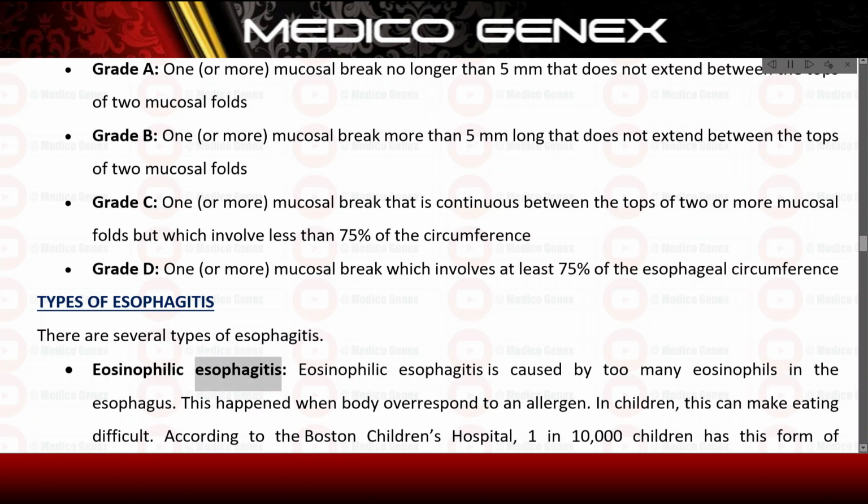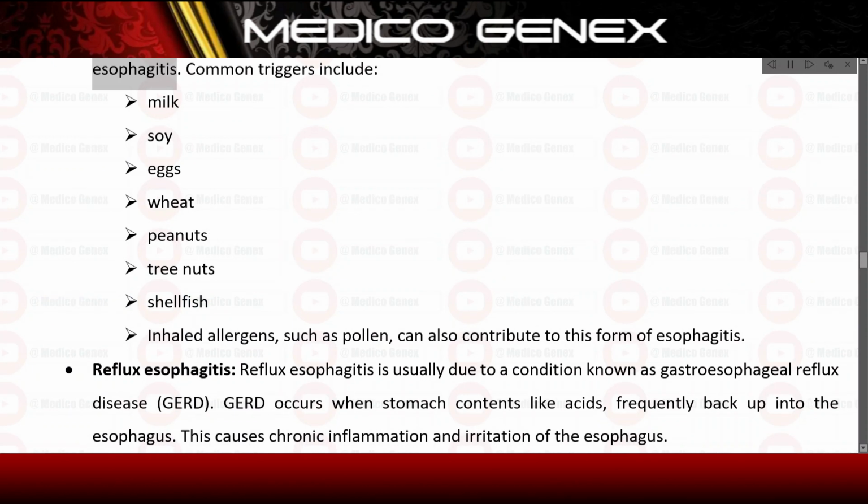Eosinophilic esophagitis. Eosinophilic esophagitis is caused by too many eosinophils in the esophagus. This happens when the body overresponds to an allergen. In children, this can make eating difficult. According to Boston Children's Hospital, 1 in 10,000 children has this form of esophagitis. Common triggers include milk, soy, eggs, wheat, peanuts, tree nuts, and shellfish. Inhaled allergens, such as pollen, can also contribute to this form of esophagitis.